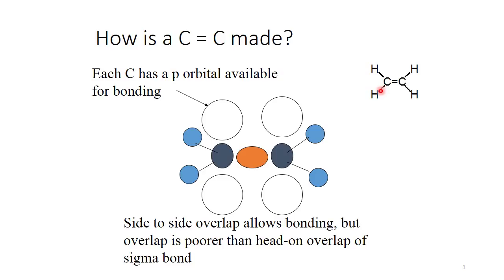There's an sp2 orbital that bonds out here to the s on a hydrogen, and an sp2 that reaches out here to bond with the s on hydrogen, and again the same thing over here, sp2 to s on hydrogen, sp2 to s on hydrogen.